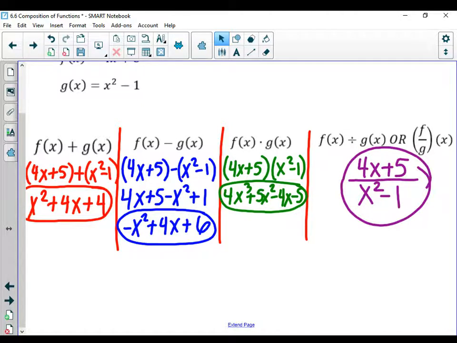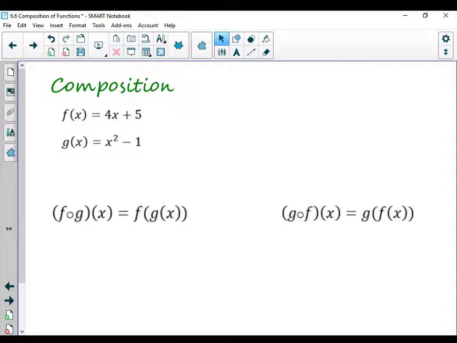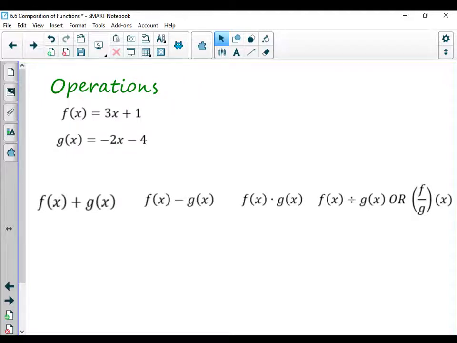This one's actually easier. Whoops, too much. There you go. Do all 4 operations to these 2 functions.